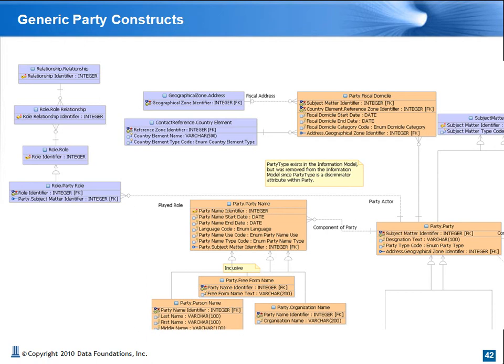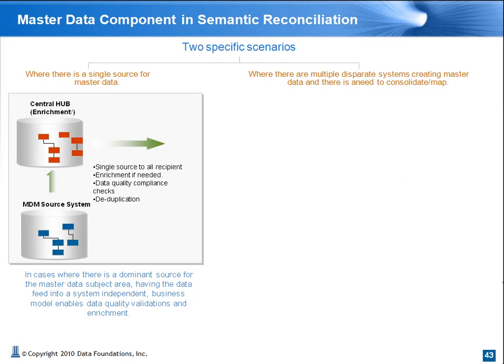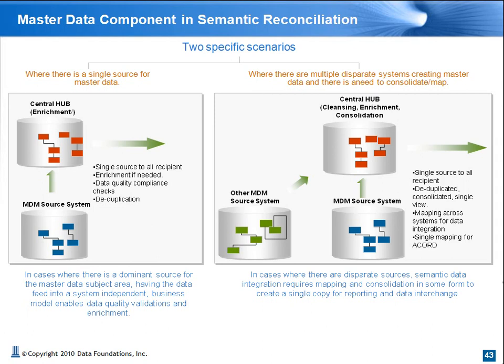Let's talk about the master data component in semantic reconciliation, and in so doing, let's describe the data integration needs of 2 different environments or groups. Our first group uses a single source for master data. Our second group, on the other hand, is in an environment where master data is created by multiple and disparate systems.